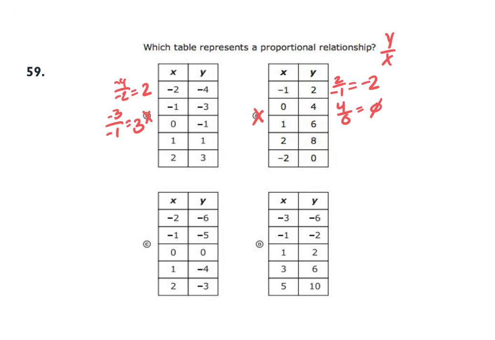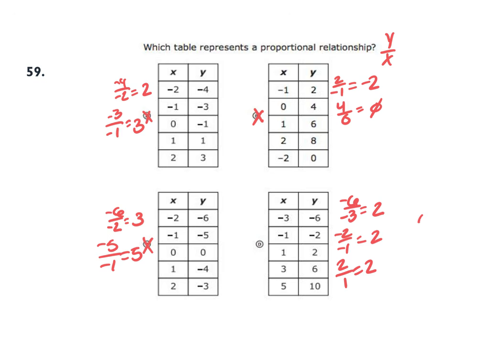Going to C. -6 divided by -2 gives me +3. Negative 5 divided by negative 1 gives me 5. Nope, that one's not proportional, so C is not it. Negative 6 divided by negative 3 gives me positive 2. Negative 2 divided by negative 1 gives me positive 2. 2 divided by 1 equals 2. 6 divided by 3 equals 2. And 10 divided by 5 equals 2. So they all equal 2, so D is proportional.